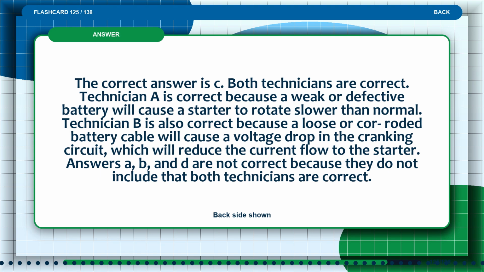The answer is. The correct answer is C. Both technicians are correct. Technician A is correct because a weak or defective battery will cause a starter to rotate slower than normal. Technician B is also correct because a loose or corroded battery cable will cause a voltage drop in the cranking circuit, which will reduce the current flow to the starter. Answers A, B, and D are not correct because they do not include that both technicians are correct.